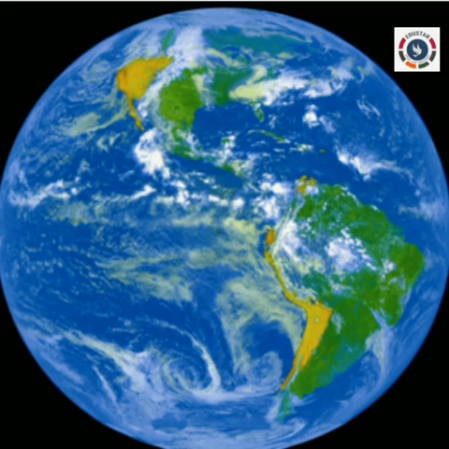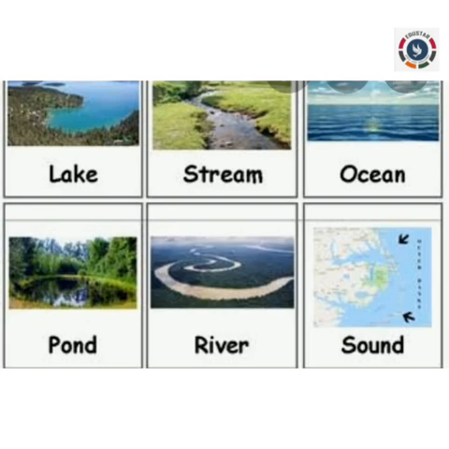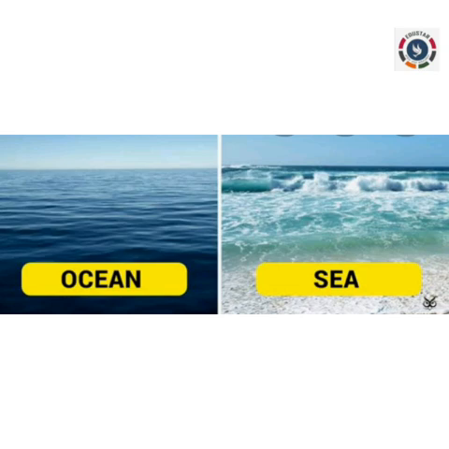Oceans, seas, rivers, lakes, and ponds are the main sources of water on the earth. The highest amount of water is found in the oceans and the seas of the world. But this water cannot be used readily as it is salty.